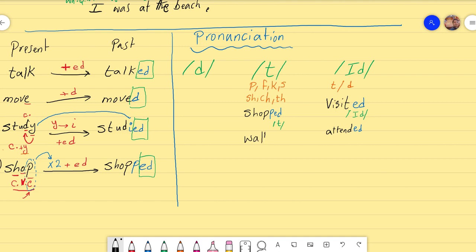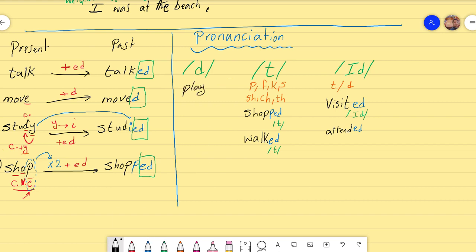Or for example, walk, walked. Work, worked. Miss, missed. Very good. Now, what verbs have the sound of d? Every other verb, if it's not here, then it's here. Like what?